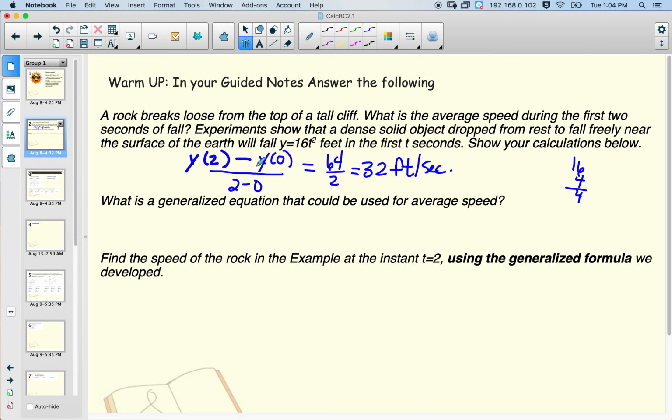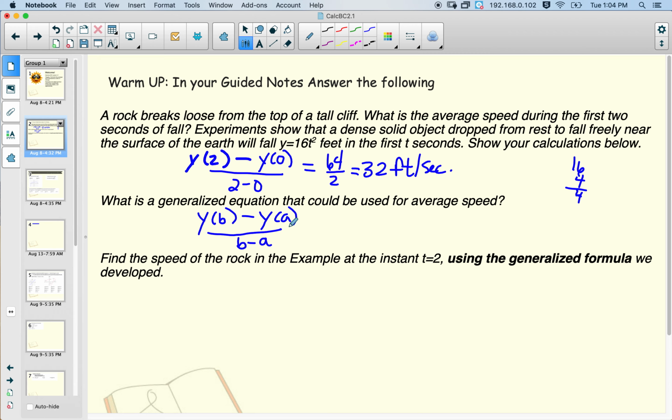To write a general equation, we could do y of b minus y of a divided by b minus a. And that would tell us, if we wanted to know between time 6 and 4 or 10 and 5, the average speed between any time interval.